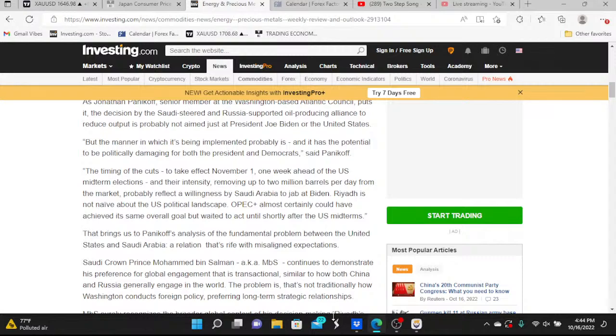Midterm elections. Wow. And their intensity. Removing up to 2 million barrels per day from the market probably reflects a willingness by Saudi Arabia to jab at Biden. Right. Riyadh is not naive about the U.S. political landscape. OPEC almost certainly could have achieved its same overall goal, but waited to act until shortly after the U.S. midterms. Interesting.